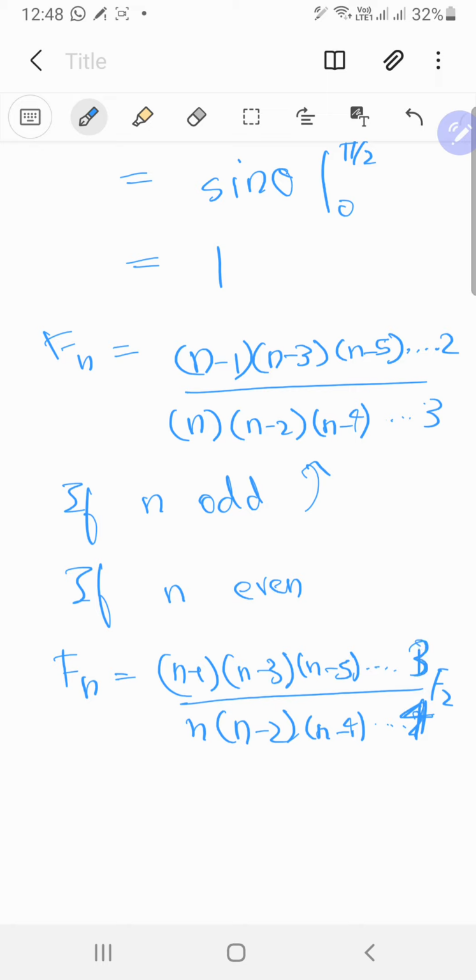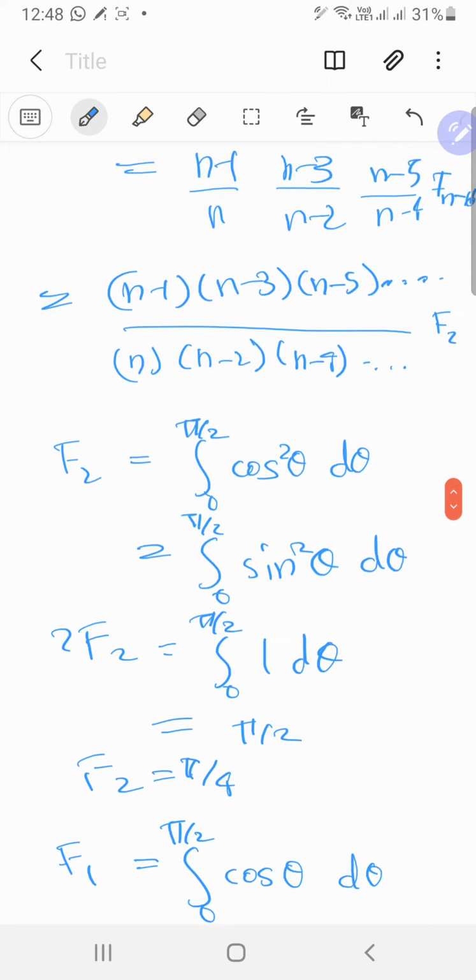And then can I do the same thing with f2? Can I write it as 1 upon 2? Well, I don't think so. I mean, f2 didn't turn out to be 1 upon 2, right? f2 was the integral from 0 to pi upon 2 of cosine squared theta d theta, which also turns out to be the integral from 0 to pi upon 2 of sine squared theta d theta, and then we can add them up, and yeah, it's really weird. I don't know why it is turning out to be like that.